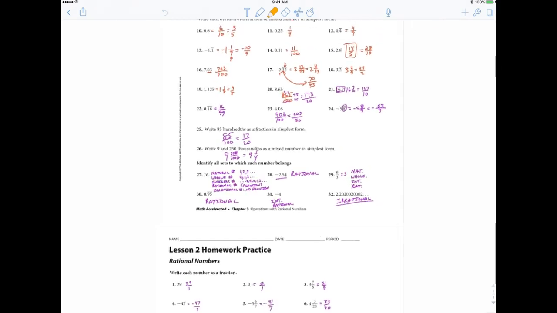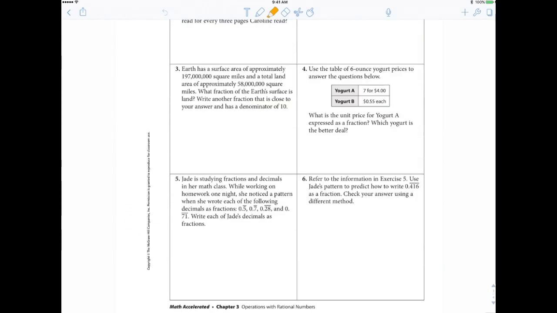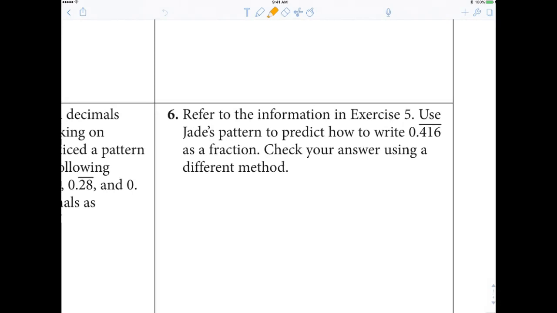I need help on the last page, number 6. The word problems? Okay, these are really important. These are going to help you out with your ERBs. So let's take a look. Make sure you do these all the time. Even if you don't know how to do it, at least read it and try something. Refer to the information in exercise 5.